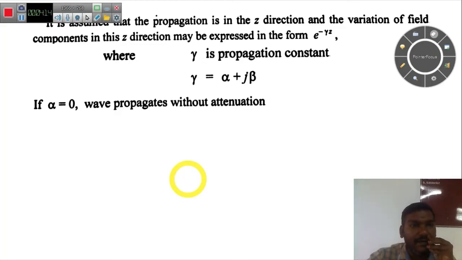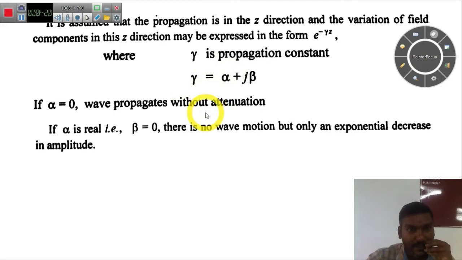Already we know if alpha is equal to 0, we propagate without attenuation. Attenuation is 0 means there is no attenuation, and if alpha is real we have no propagation. If we have some real value, it means there will be some attenuation.